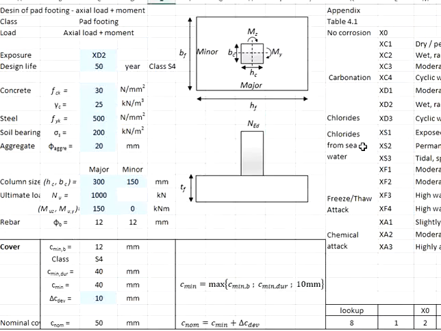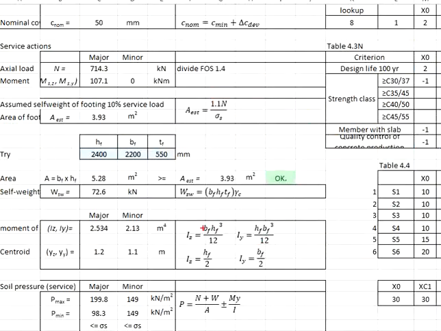The B here is 2.2 meter and the H here is 2.4 meter. Therefore, the moment of inertia for the major axis will be 2.2 meter multiplied by 2.4 meter power of 3, divided by 12. That gives you 2.534 meter power of 4.